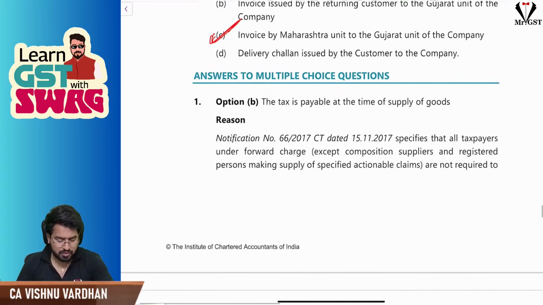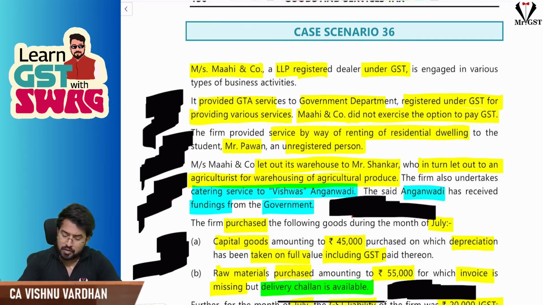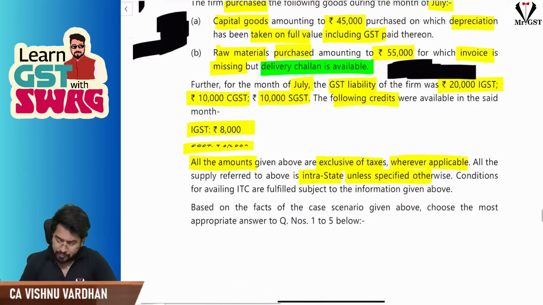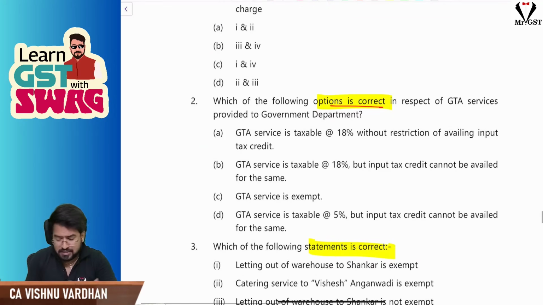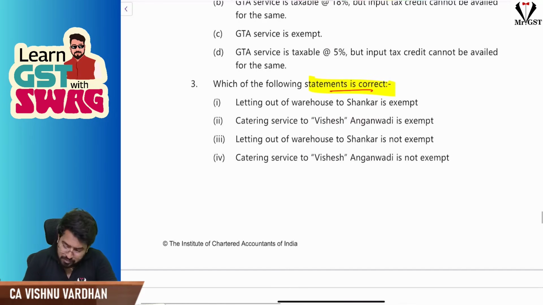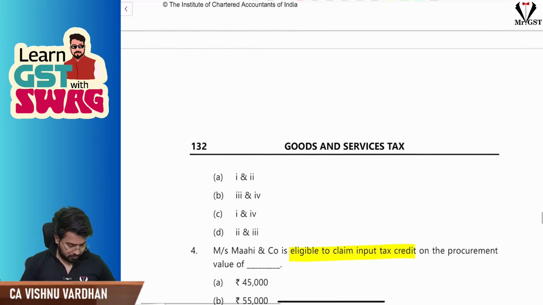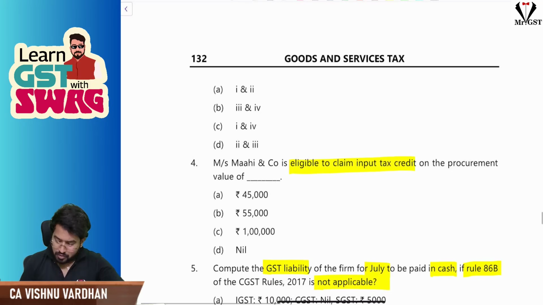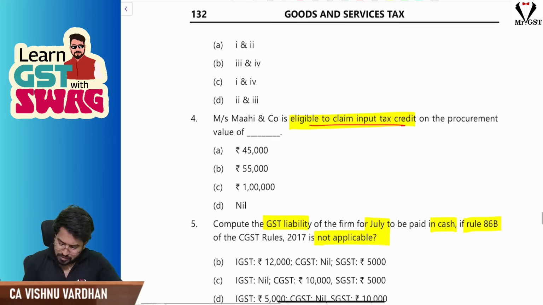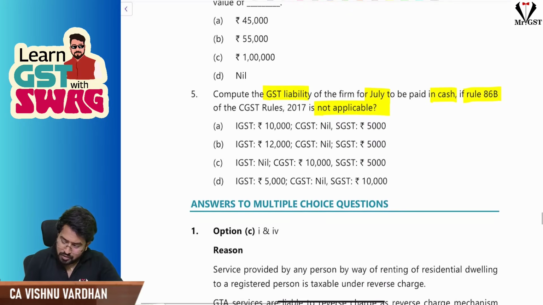All the MCQs are done. Now for this case scenario, if you look at the MCQs, what are the correct statements that you have to select? Next, which option is correct again? Which statement is correct again? That one we have to select. Next one, eligible ITC we have to claim. Next, GST liability to be paid in cash, ignore rule 86B.